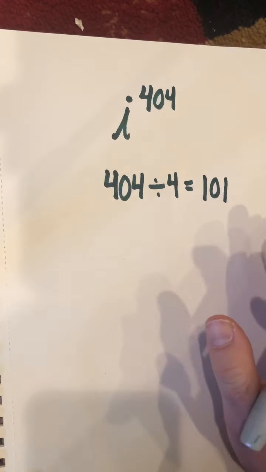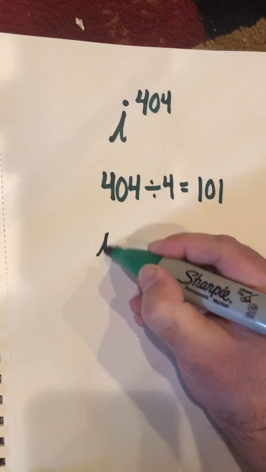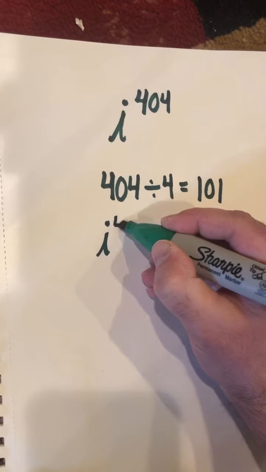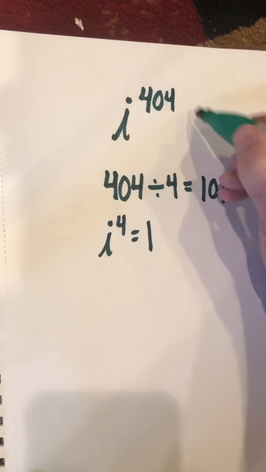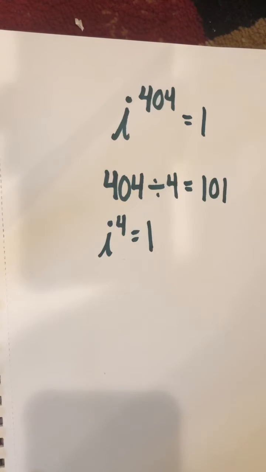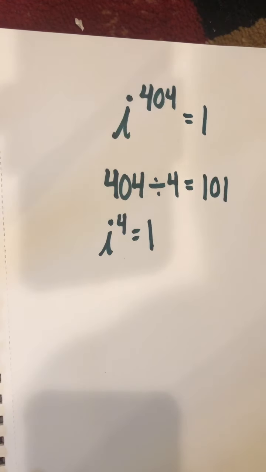If there is no remainder, we use that last one, which is i to the fourth, which just equals 1. So this whole thing just equals 1 because there is no remainder. So we use the last one, the i to the fourth.